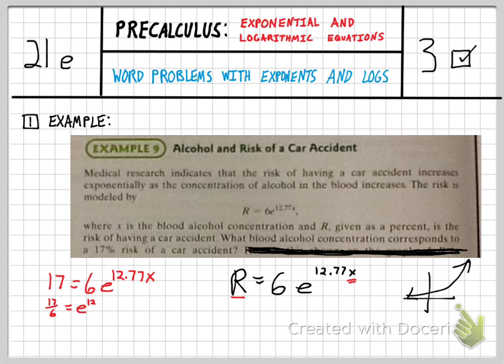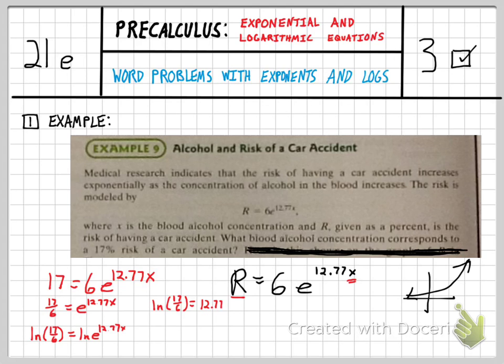Then I'm going to take the log of both sides, and you have a choice of any logarithm you want from what we talked about in class and from the video. Natural logarithm is a great choice here because it's going to simplify the left side of the equation quite a bit. The natural log of e to the 12.77x is simply 12.77x. So here's what I have: natural log of 17/6 equals 12.77x.